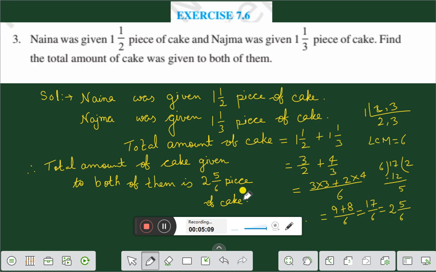Let me repeat once again. Naina was given 1 whole 1 by 2 piece of cake and Najma was given 1 whole 1 by 3 piece of cake. Therefore, the total amount of cake will be 1 whole 1 by 2 plus 1 whole 1 by 3. That comes to 2 whole 5 by 6. Therefore, total amount of cake given to both of them is 2 whole 5 by 6 piece of cake. This is the solution of question number 3.